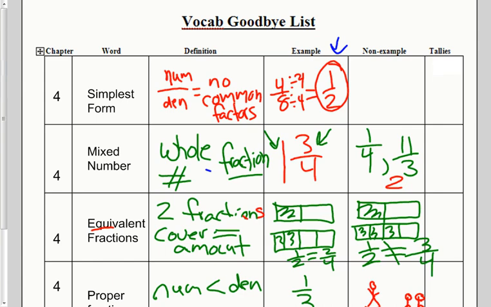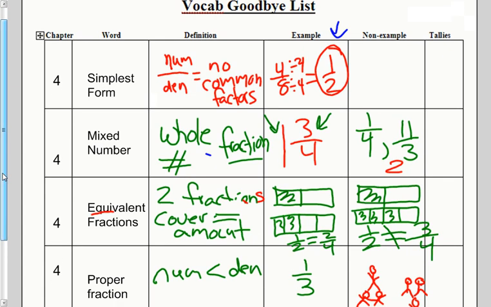First of all, we will go over this vocabulary in class, but I'll just go through it really quick. This is my writing from last year. Simplest form is when your numerator and denominator no longer have any common factors. So for example, if I have 4/8, I can divide those both by 4 and end up with 1/2. This would be called simplest form.